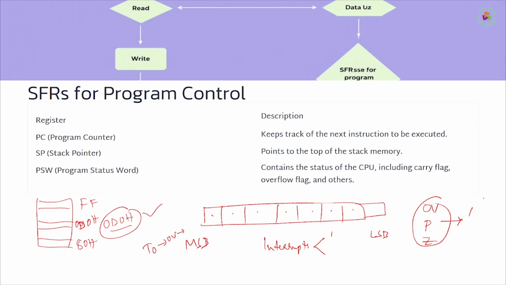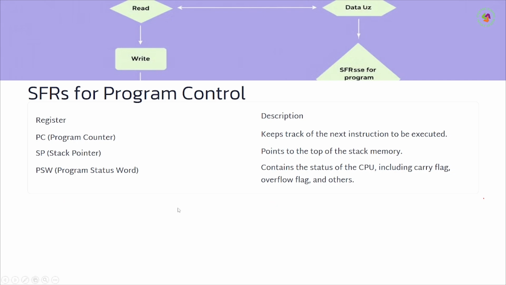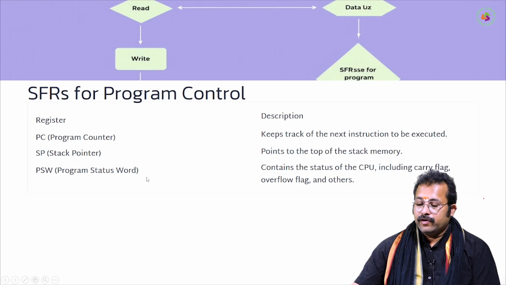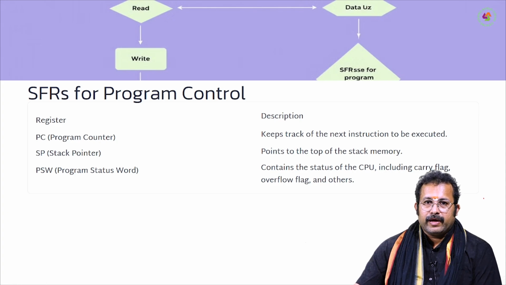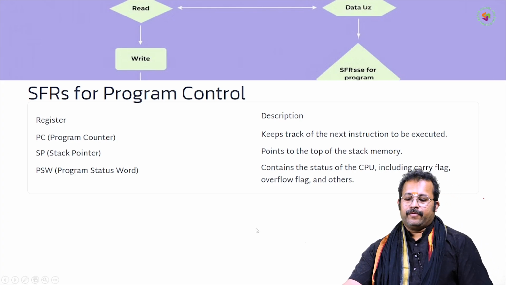So PSW, or program status word, is a special function register. Program status word contains the overflow flag as well as the carry flag, 0 flag and parity flag, and another flag is also there. These are the flags present in the program status word. These conditions show the status of the CPU. That means it will tell you whether the 0 flag is currently set, the carry flag is set, the sign flag is set, the parity flag is set, or the overflow flag is set.